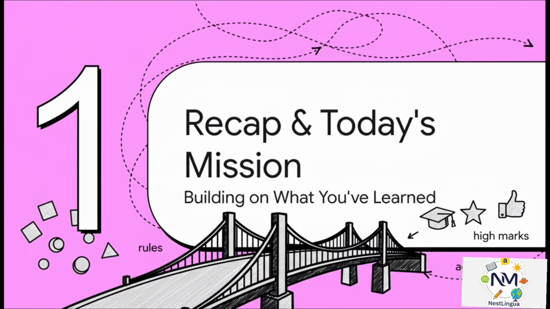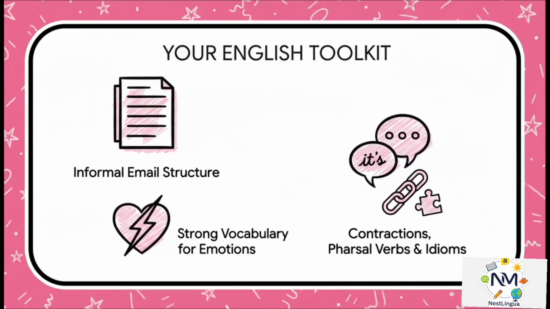All right, so think of today's mission like this. We're building a bridge. On one side, you've got all these rules and skills we've been talking about, and way over on the other side are those high marks you're aiming for. Today, we're going to connect the two by showing you exactly how to apply everything in a real exam. So far, you've totally nailed the 5-paragraph structure, right? You've also learned why contractions, phrasal verbs, and idioms are so important for sounding natural. And we've built up your vocabulary for talking about emotions. So our mission today? To see all of that in action in a couple of real, high-scoring student emails.